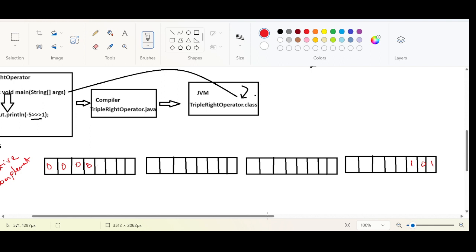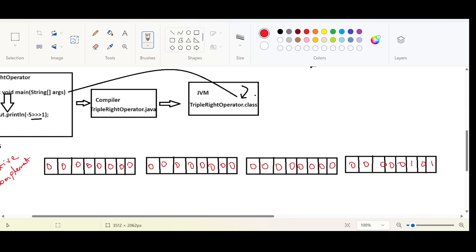Everything will be 0. Everything will be 0. 0, 0, 0, 0, 0, 0, 0, 0. 0, 0, 0, 0, and the last three bits are going to be 1, 0, 1. If you convert this directly you are going to get the positive 5, but I want to ensure that I am getting negative 5, right? So negative 5 can be represented in the form of 2's complement.